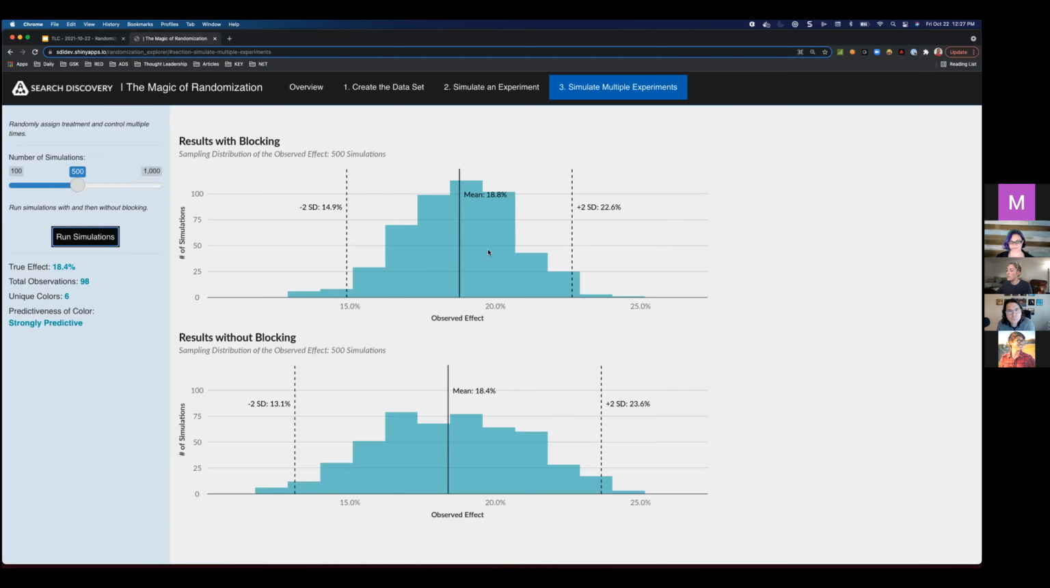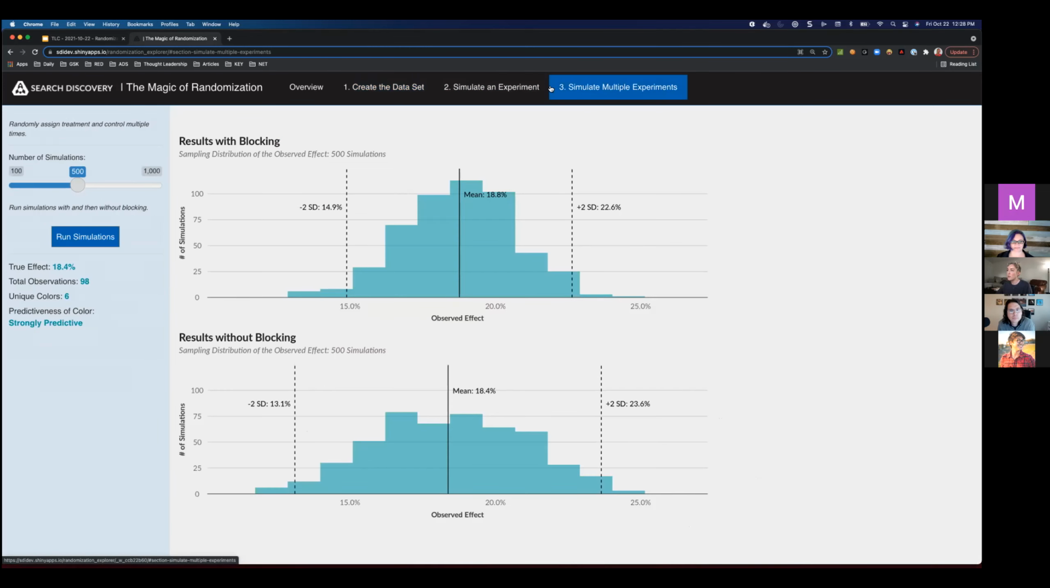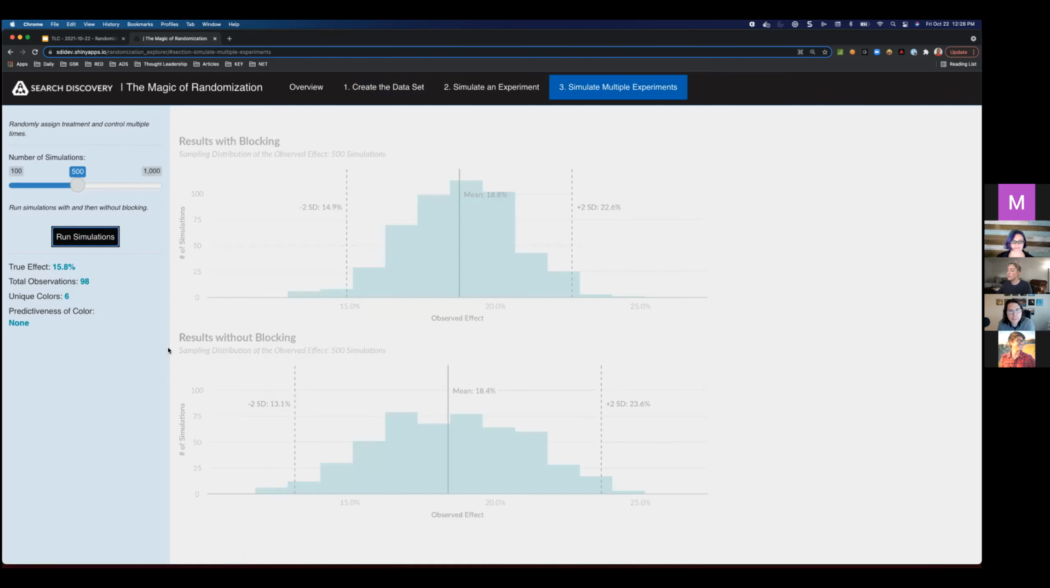And so you can see here that these two standard deviation lines differ for the completely randomized group and the blocked group. And it's tighter here in the blocked group, because if we go back and actually look at our data set as well, we can see that we chose it to be strongly predictive. Now, if I were to run this again and actually do no predictiveness of our covariate of color, rerun this, I think I can just run this. We'll see that blocking didn't hurt our sampling distribution, but it didn't better it compared to complete randomization.